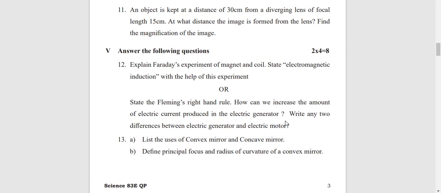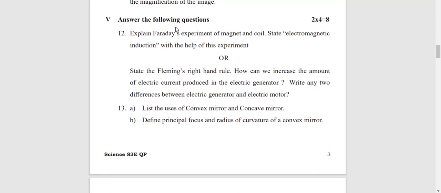Now come to the next question. Answer the following question, and in this 2 questions are there and each question carries 4 marks. First question is, explain Faraday's experiment of magnet and coil. This question is from magnetic effect of electric current. State electromagnetic induction with the help of this experiment. And these questions are asked from the experiment section.